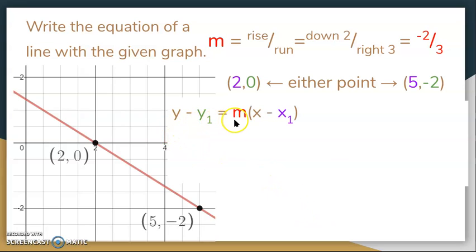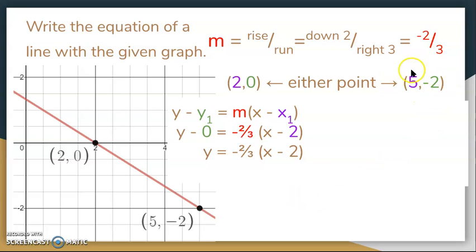y subtract y1 equals m times (x minus x1). I recognize the 2 is my x and 0 is my y. So when I substitute those values in and simplify, I get y equals -2/3 times (x minus 2). Notice the minus 0 just kind of disappeared and I've got the y equals instead.